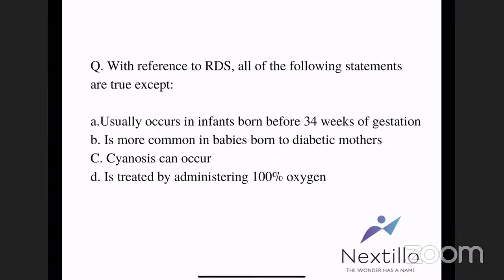So this was about respiratory distress syndrome, or hyaline membrane disease, in a nutshell. We have covered all important points and topics related to respiratory distress syndrome, starting from epidemiology, the risk factors, and the clinical features, about surfactant, the treatment modalities also, and the antenatal prevention. How can we antenatally prevent respiratory distress syndrome by giving steroids to the mothers also? So this was about respiratory distress syndrome.